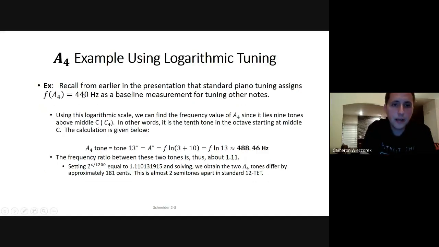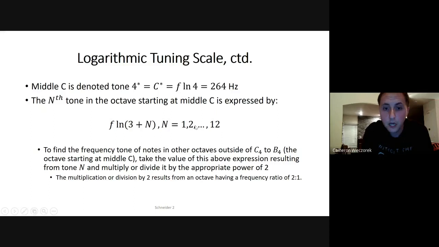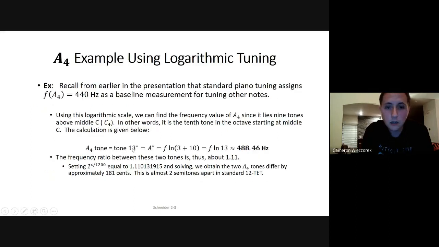We said earlier that standard piano tuning assigns the frequency of A4 to be 440 hertz as a baseline measurement for tuning other notes. Let's see what that would actually be using this logarithmic scale. If I wanted to find the frequency value of A4, it just so happens to lie in the same octave as middle C, which was our baseline for this logarithmic tuning. It would be the 10th note in the octave, so N would equal 10 in this case. It's tone 13 star.